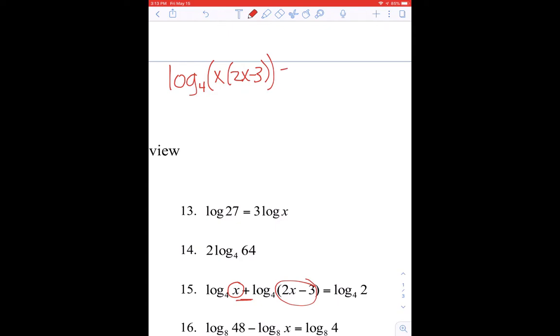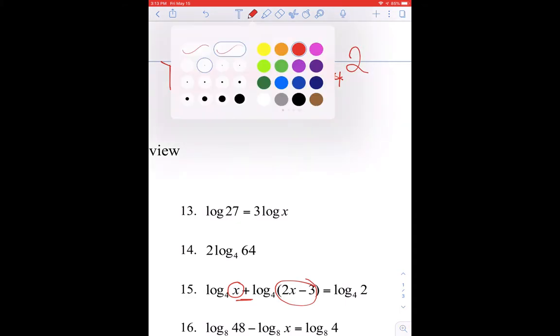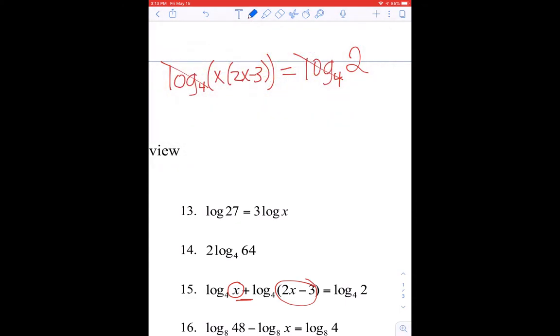Okay, so then that's all that's on that side. Equals log base 4 of 2. Okay, so they are both log base 4. So anything with the same log and base, you can drop that on both sides, and then just set the two sides equal to each other. I'm going to multiply this x through. Okay, so that is going to be 2x squared, and then minus 3x equals, and then on the other side is just a 2.